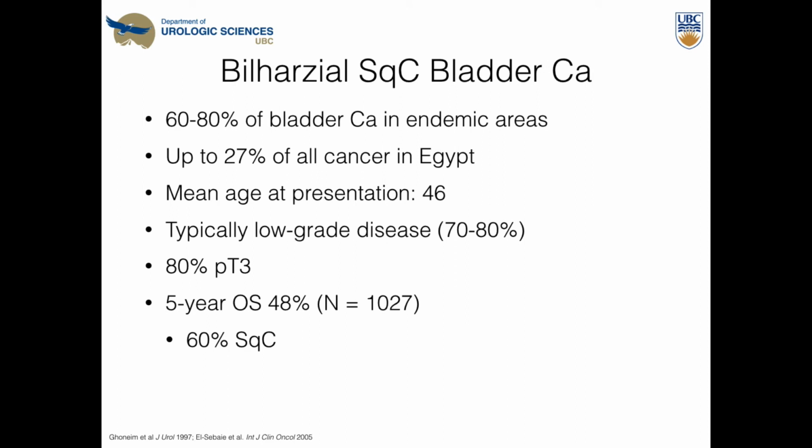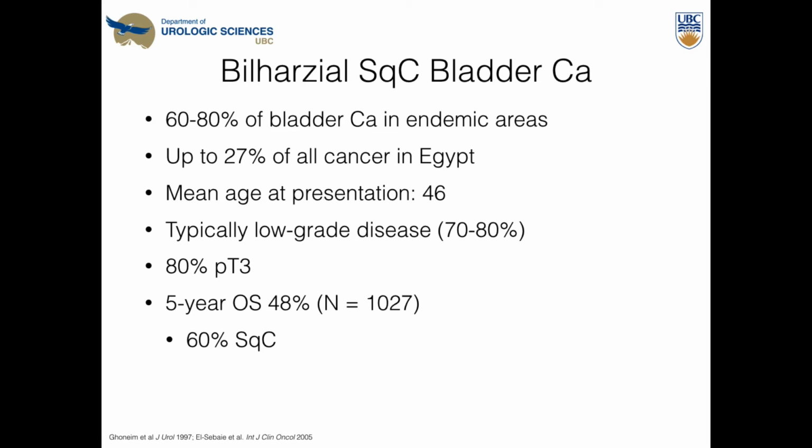It's very prevalent in areas with endemic bilharzia. Up to 60 to 80% of all bladder cancers are squamous in areas with schistosoma. Interestingly, according to some papers, up to 27% of all cancers in places like Egypt were squamous bladder cancer, which is mind-boggling. But interestingly, there have been some population-level studies showing that as water sanitation improves, as public health programs with anti-helminthics improve, the incidence of squamous bladder cancer is actually decreasing.